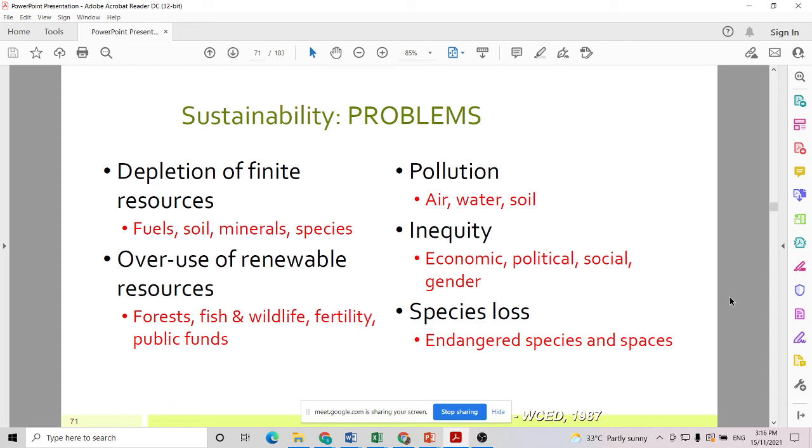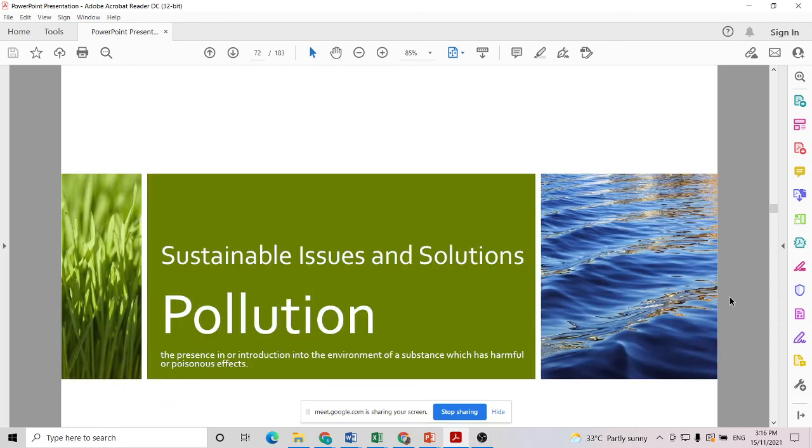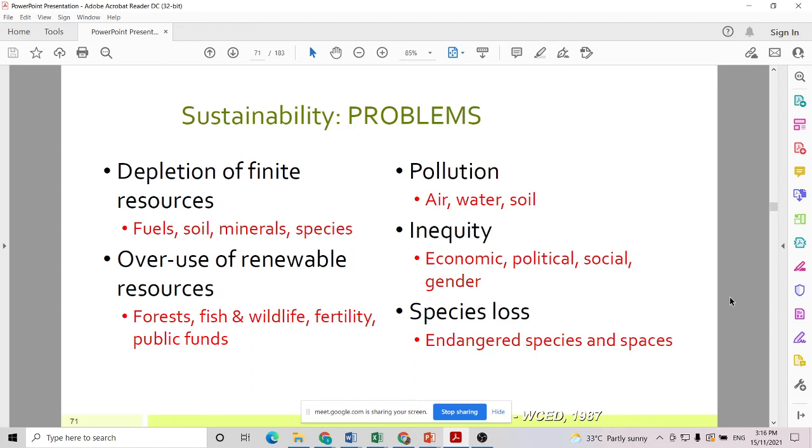Setakat ni, ini nanti saya akan cover sebab dia masuk dekat pollution. So yang ni saya akan cover lepas ni.